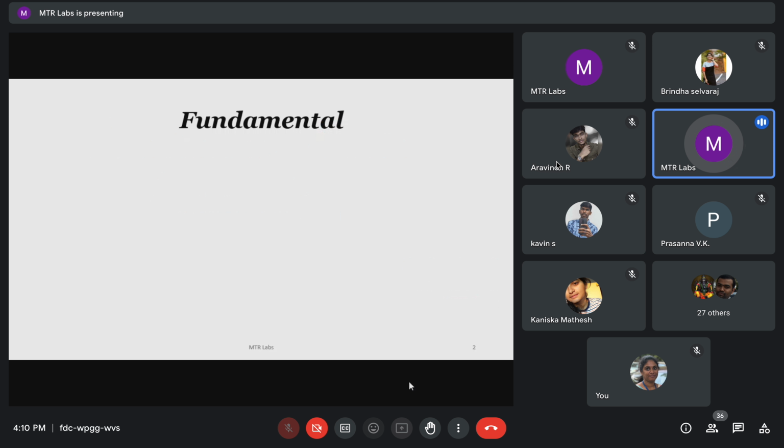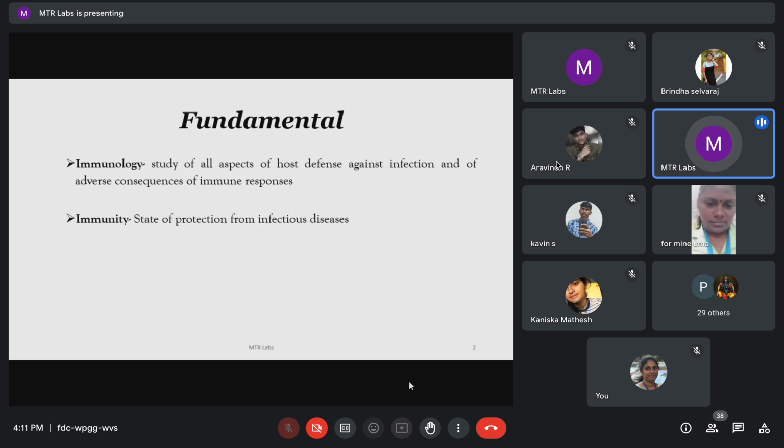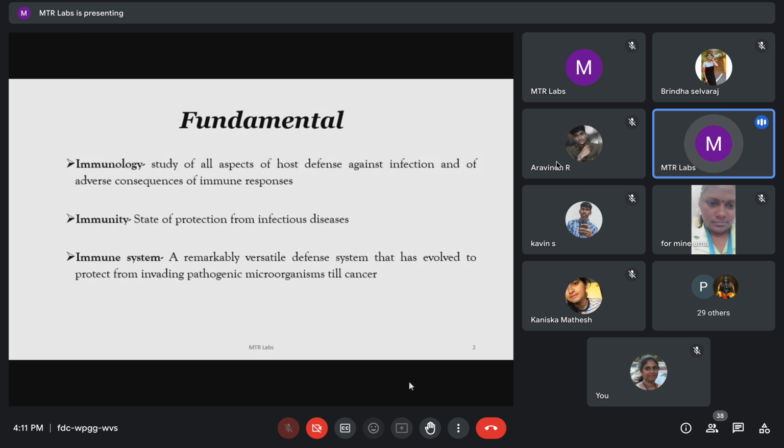So to know the fundamentals of the immunology subject, we would like to define three most important things. Immunology covers the study of all aspects of host defense. That is, when an infection occurs, what all aspects of host defense take place, and also the adverse consequences of the immune responses. When a host is infected with a pathogen, the state of protection which occurs at the final stage is called immunity. So immunity is the state of protection from infectious diseases.